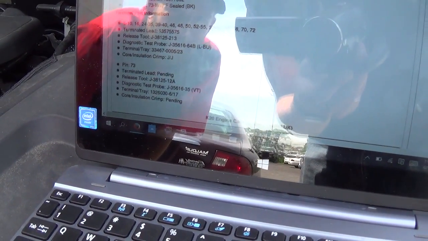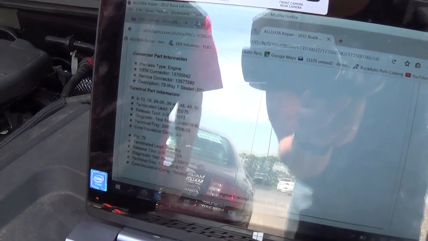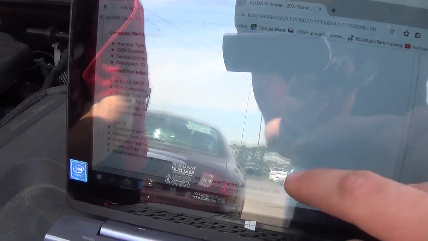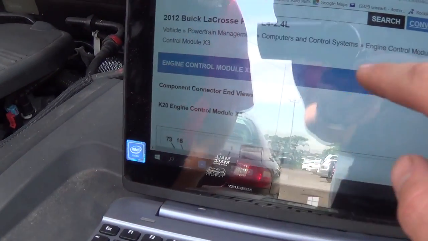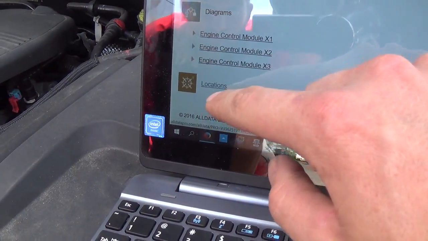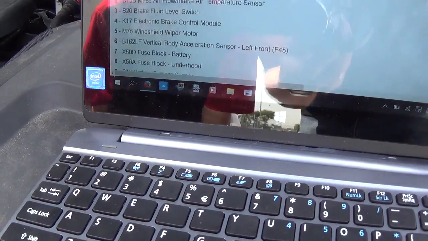What does this GM one say? It says nothing but sealed black, just like the other one did. Oh, so that's not very helpful. Nope. And they're all 73 way. So we can look at the location of the connector, maybe, if they're nice enough. Let's see. Oh, locations. No, that's just the PCM itself.